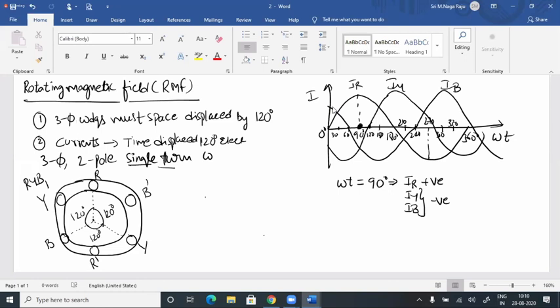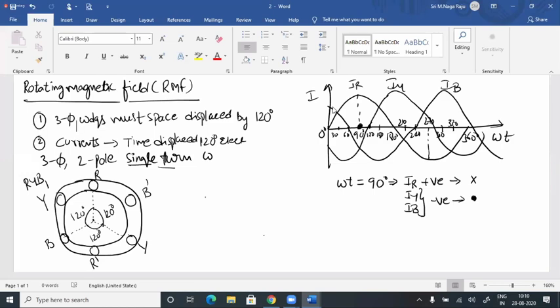That means in R phase, the current is flowing in one direction. In Y phase and B phase, current is flowing in another direction. Okay, let us indicate the positive current direction with cross, negative current direction with dot. You know what is cross, what is dot? What is cross? When the current is flowing away from the observer. What is dot? When the current is coming towards the observer.